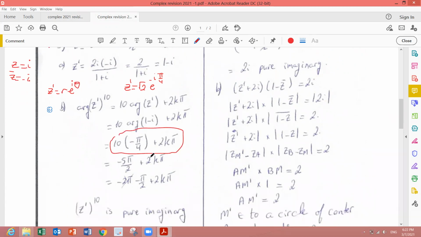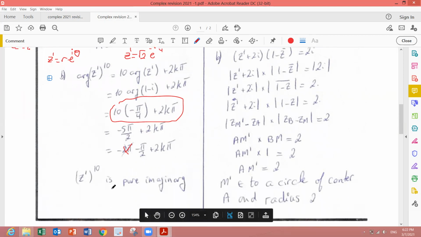It equals minus 5 pi over 2 plus 2k pi. Minus 5 pi over 2 is more than one rotation. I can write it as minus 2 pi minus pi over 2. Minus 2 pi is one complete rotation, I can skip it. Minus pi over 2 plus 2k pi. So z prime power 10 is pure imaginary since the argument is minus pi over 2.